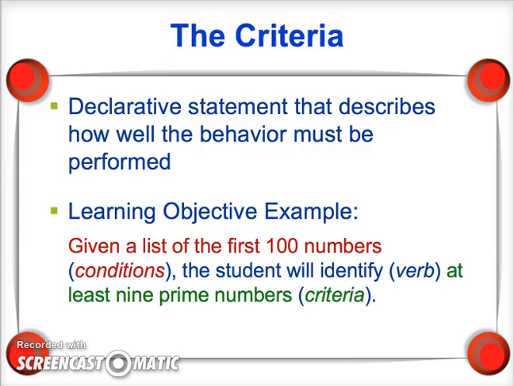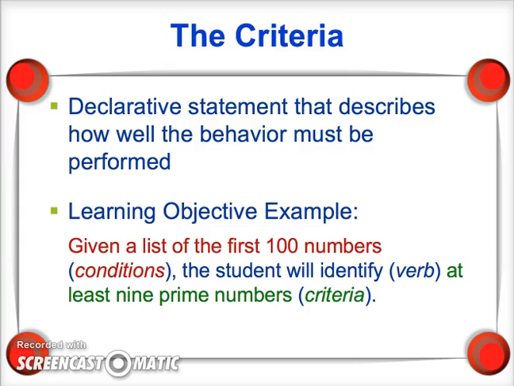So here's an example from math using all three parts. It's nice, it's short and sweet, which is great. Sometimes you can't quite get them that short and sweet, but this one is. So the condition was: given a list of the first 100 numbers, so they were given a list. Then the student will identify, I can see if they can identify, at least 9 prime numbers. So my criteria is 9. They have to list at least 9 of them.